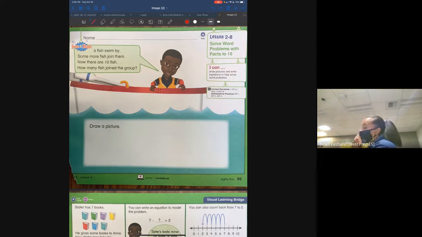I can draw pictures and write equations to help solve word problems. Okay, so we've been working on this fluency within 10 for a couple of weeks now. We're getting close to the end of this unit, and now you need to learn to apply.